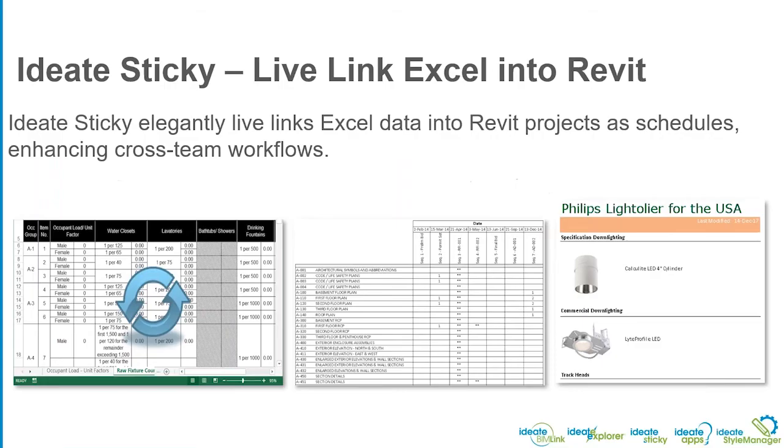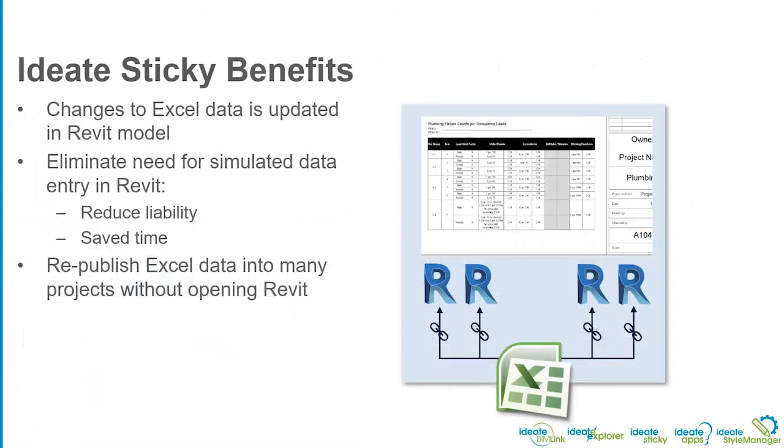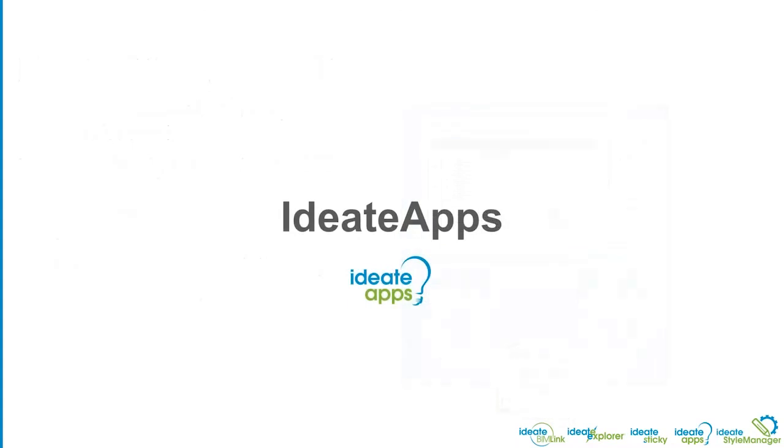So let's come over here. And so you can see the benefits. You can make changes to the Excel file. It's updated in however many projects you've linked it into. So if you're doing general notes, you could update the Excel information once, and then it updates in all of the Revit projects. So you can republish that without even opening the Revit project.